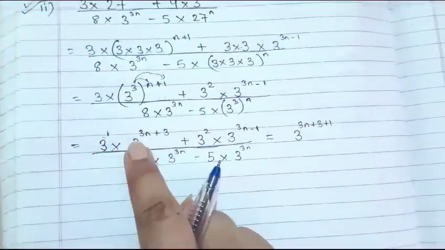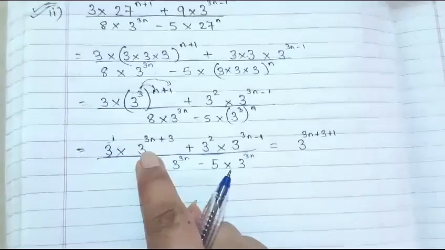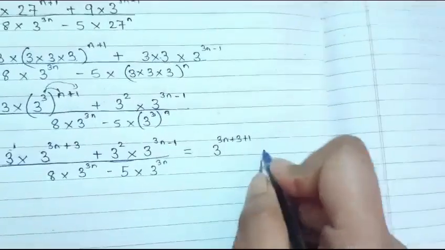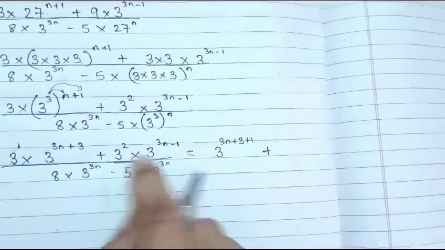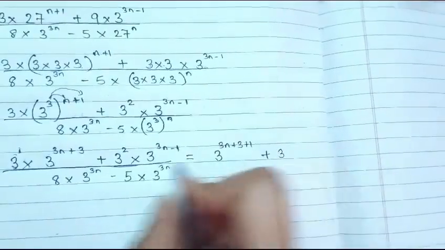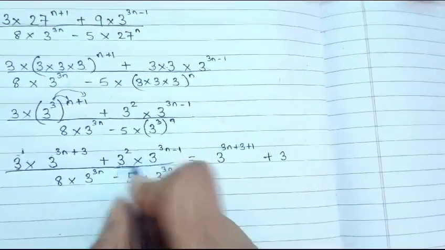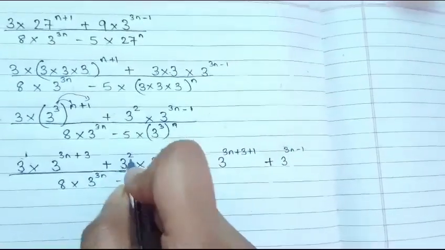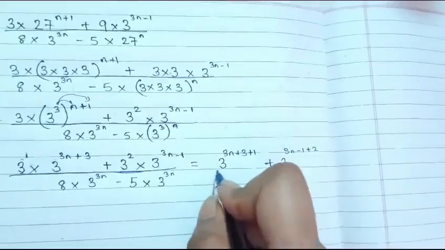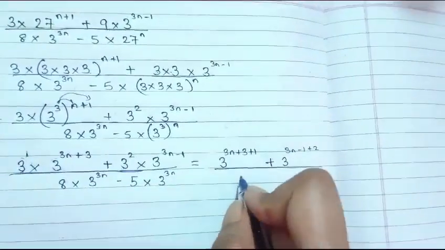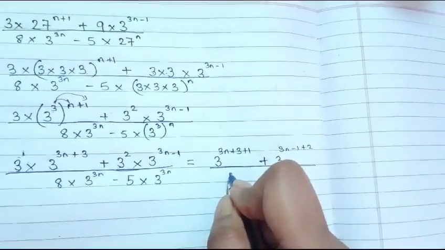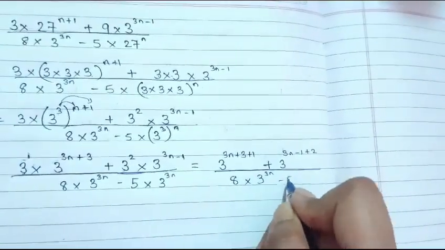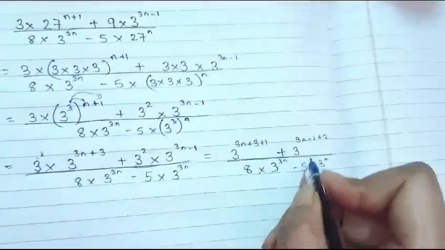Always remember, same base. If you want to multiply those two numbers, you're going to always write the base as it is and add on the powers. Same thing, 3 and 3 bases are same, add the powers. Okay, for multiplication you're supposed to add the power, so 3 will be written as it is, and then you're going to write 3n minus 1 and then add the power, that is plus 2, divided by, what do we have over here? We have 8 into 3 to the power 3n minus 5 into 3 to the power n.